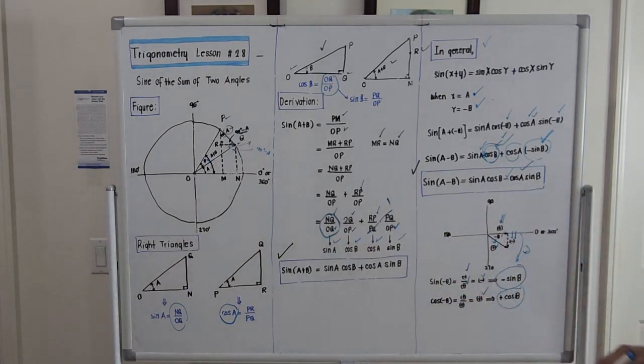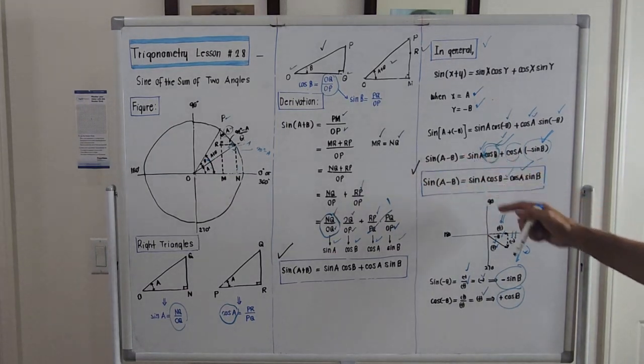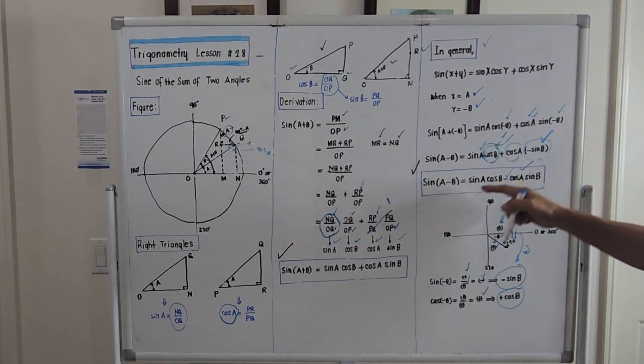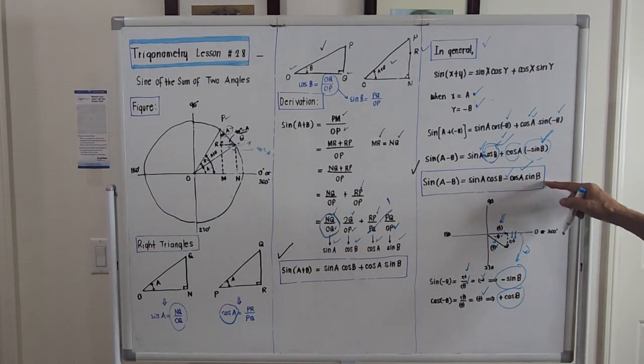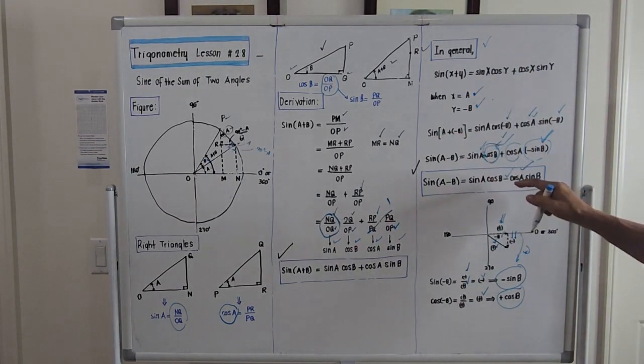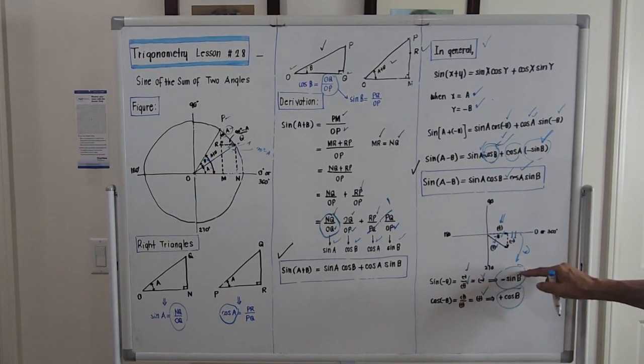So in general now, the sine of the difference of angle A minus angle B will be sine of angle A, cosine of angle B. If this is minus, this should be minus: cosine of angle A, sine of angle B. So at least we now know where this minus sign emanates. It comes from this. Okay? That's it.